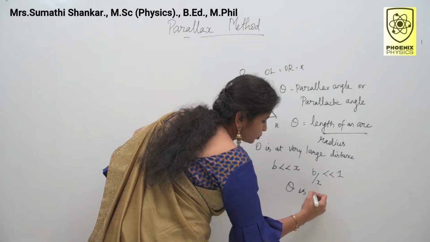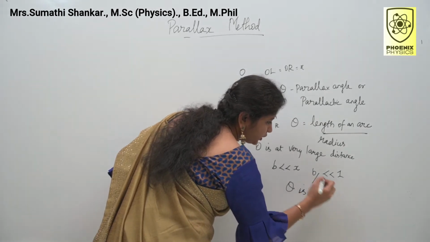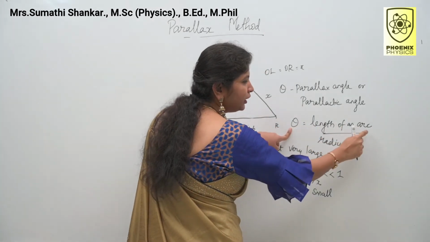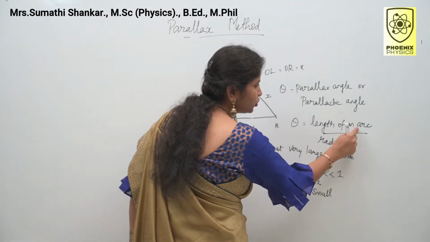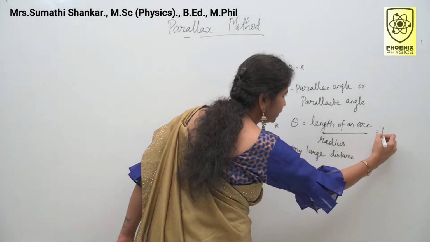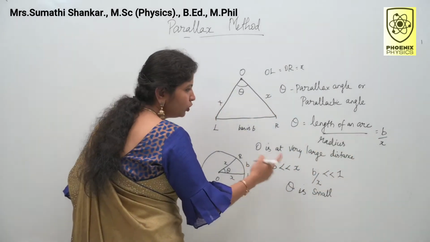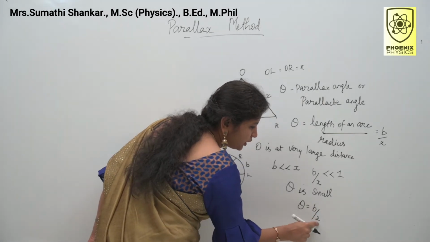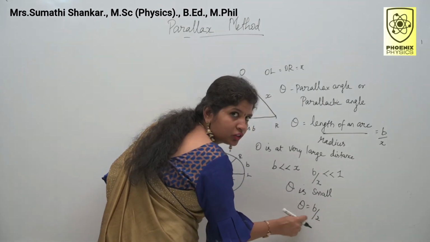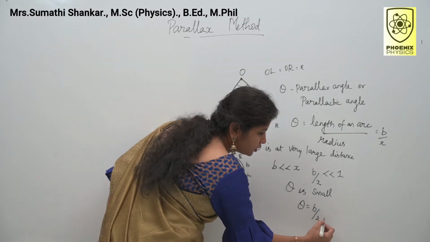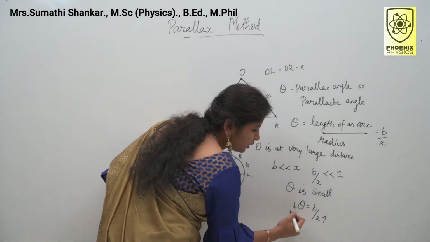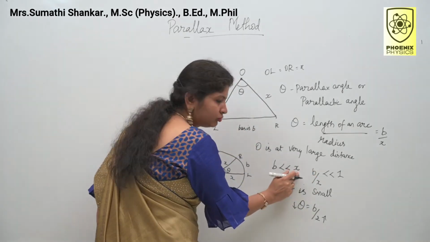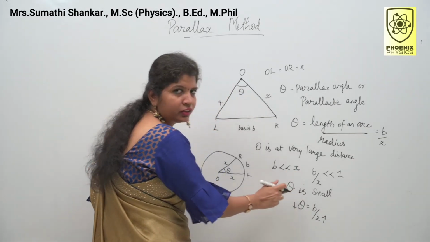Theta is small. Why am I saying theta is small? Look at the formula. Theta is nothing but length of an arc by radius. Here the length of the arc is B and the radius is x. So theta is equal to B by x, and x is large. Theta and x are inversely proportional to each other. If x is large, theta will decrease. Here our x is large, so obviously theta is small.